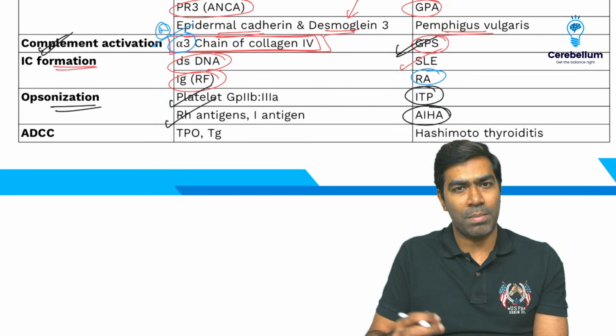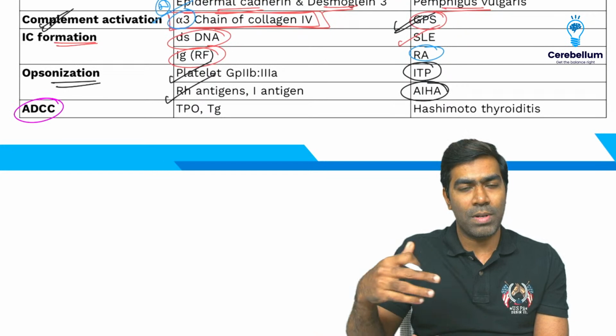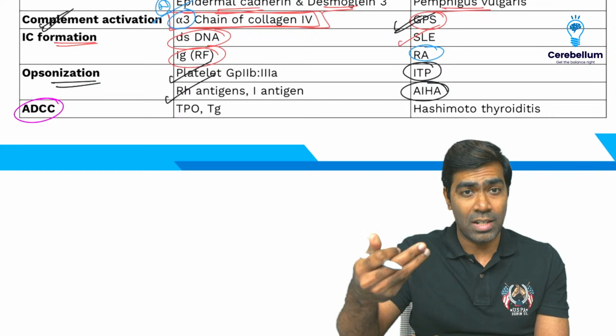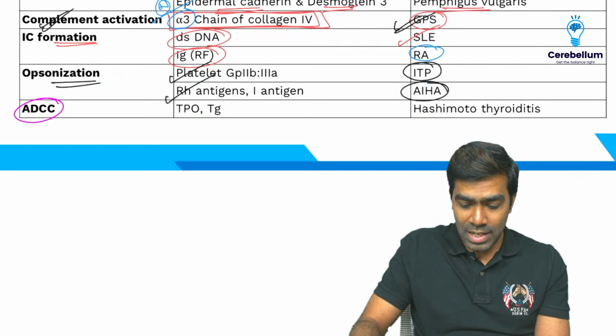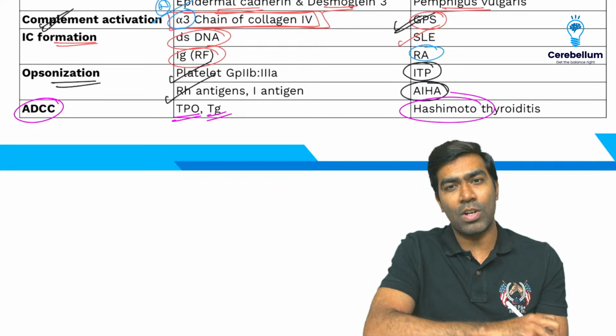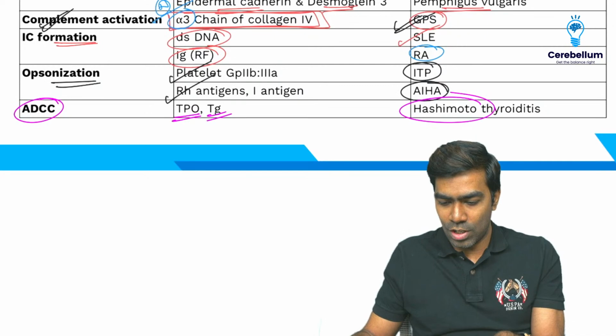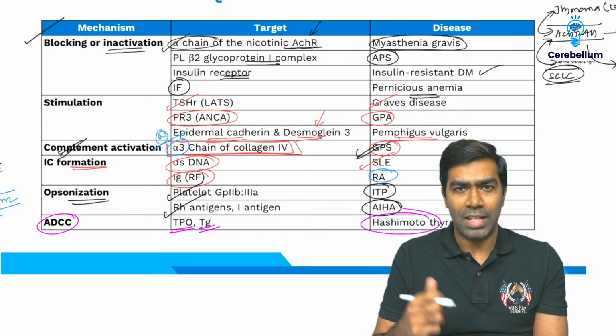We all know that. And finally, last but not the least, the final mechanism is antibody-dependent cellular cytotoxicity, which means antibodies, when they're bound to a target antigen, are going to trigger the CD8 cytotoxic T lymphocytes, which are going to kill that target. Example, anti-TPO antibody and anti-thyroglobulin antibody result in the development of Hashimoto's thyroiditis. So now you can understand this is such an important table. You have so much relevant information in this table, so please don't ignore it. That's one of the very, very important tables in rheumatology.